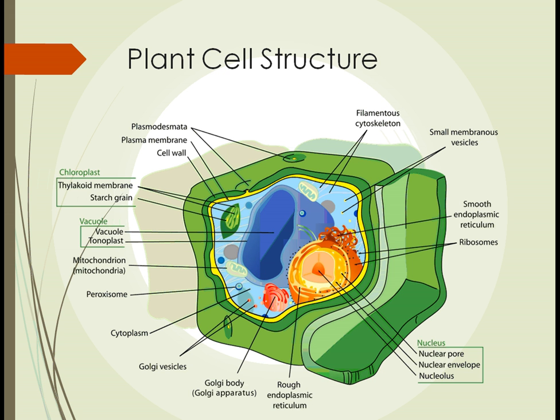But possibly the two key items differentiating plant cells from all other cells are the cell wall and the existence of chloroplasts. A third really important item is the central vacuole, and we'll discuss what role it plays in a plant in a moment.